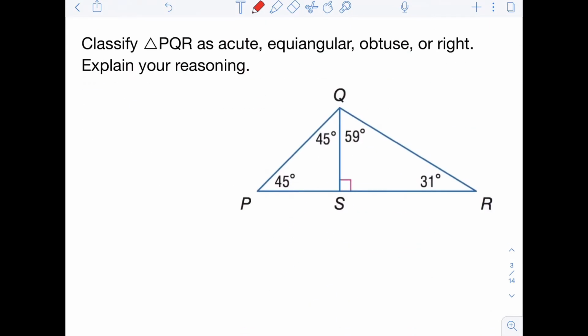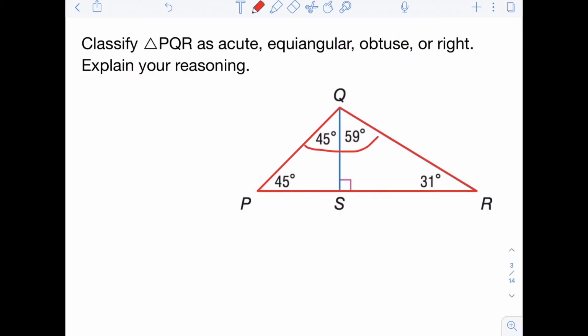Classify triangle PQR as acute, equiangular, obtuse, or right. Explain your reasoning. They show us this picture of a triangle that's made up of more triangles, specifically right triangles. But we want to look at the triangle as a whole. We're looking at triangle PQR right here. To classify this, let's look at the angles. We have this 45-degree angle right there, and we have a 31-degree angle right here, and we have this entire angle right here.